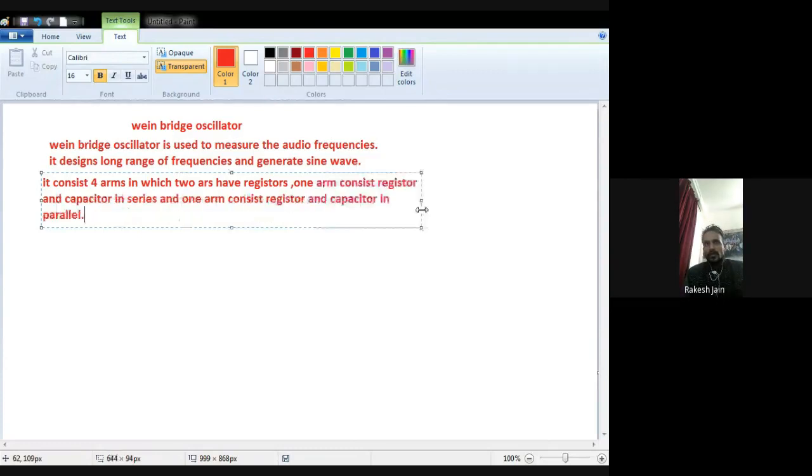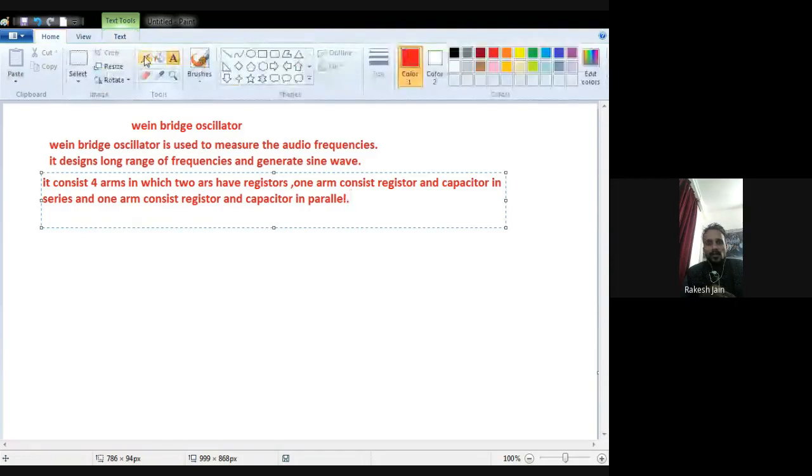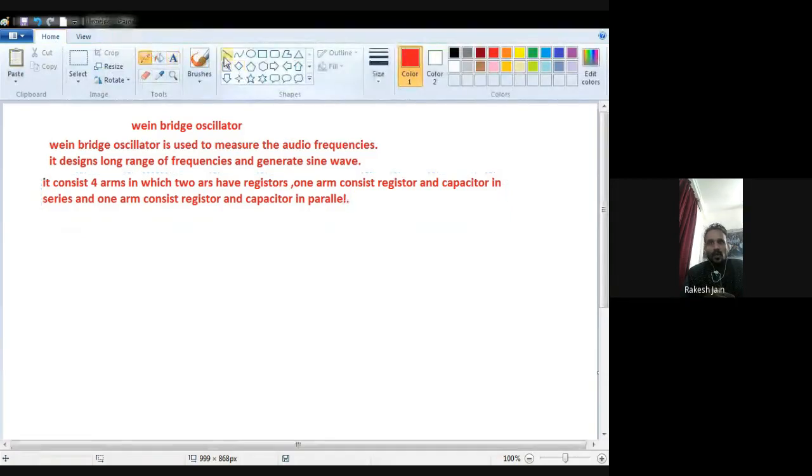So the Wien bridge oscillator is a circuit which is used to measure audio frequencies. It designs a high range of frequencies, but some components are required, and today we design the Wien bridge oscillator with an operational amplifier. The circuitry includes 4 arms, in which 2 arms contain resistors and the remaining 2 arms contain a resistor and capacitor: 1 arm contains a resistor and capacitor in series, and the last arm consists of a resistor and capacitor in parallel. So let's see the diagram of this Wien bridge oscillator with operational amplifier.